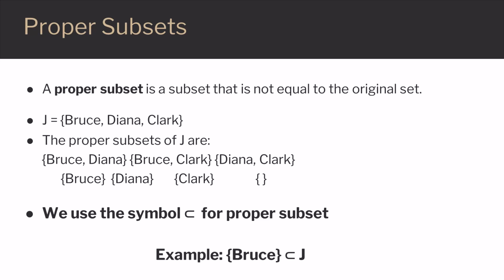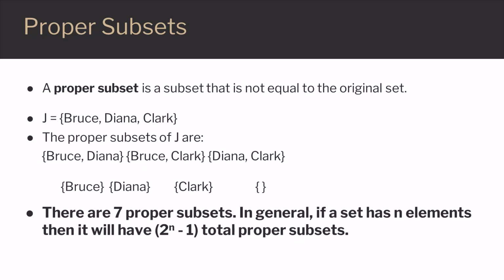We use a similar symbol for proper subset, but it is just a sideways U with no line underneath. We read it as the set with the element Bruce is a proper subset of J. Since the list of proper subsets is the same except for the first one, there will always be the same number of proper subsets except you take one away. Since a set of n elements has 2 to the n subsets, take one away and it will have 2 to the n minus 1 proper subsets.